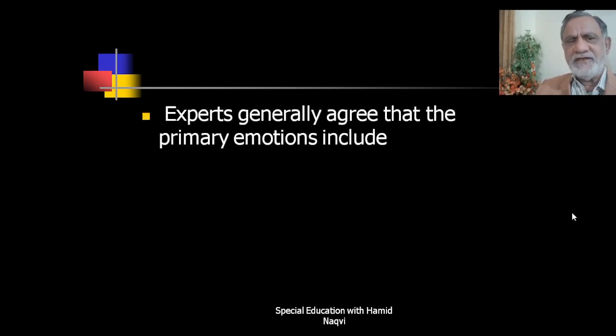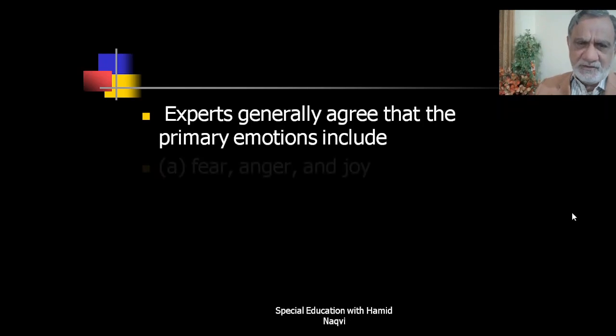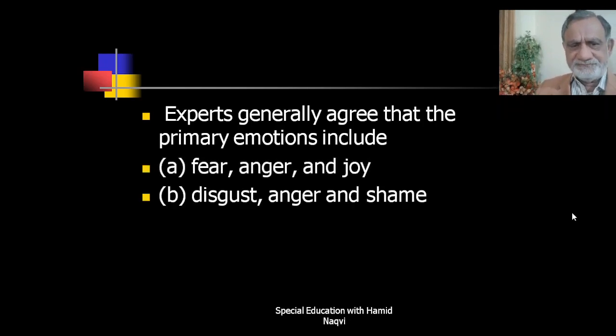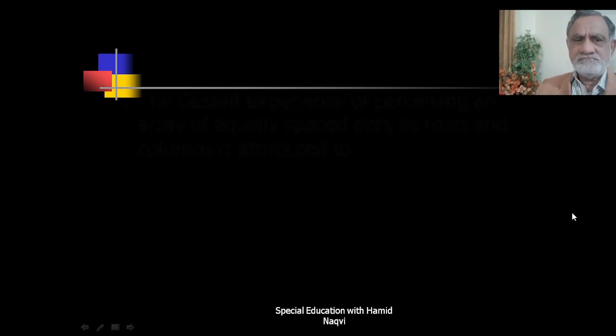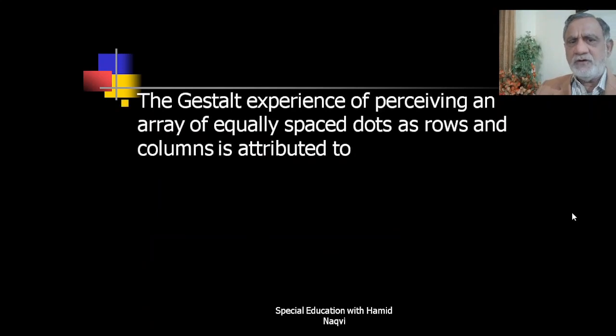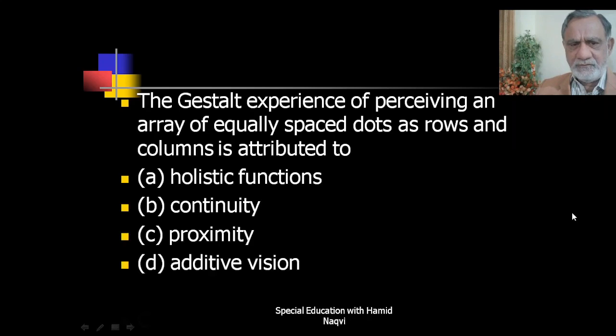Experts generally agree that primary emotions include none of these. The Gestalt experience of perceiving an array of equally spaced dots as rows and columns is attributed to, the correct one is proximity.